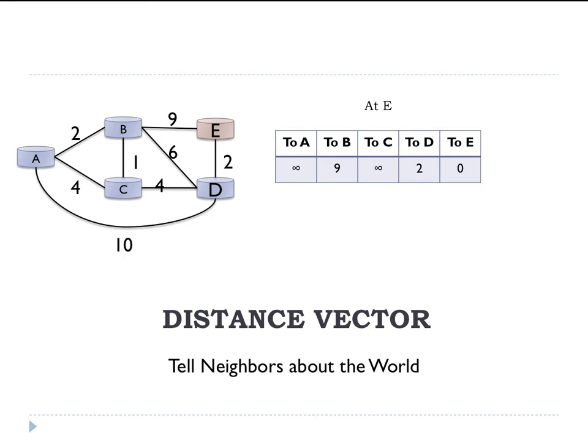All right, this is our setup. Now we're going to start sending those distance vectors to our neighbors so that they can update their routing table.